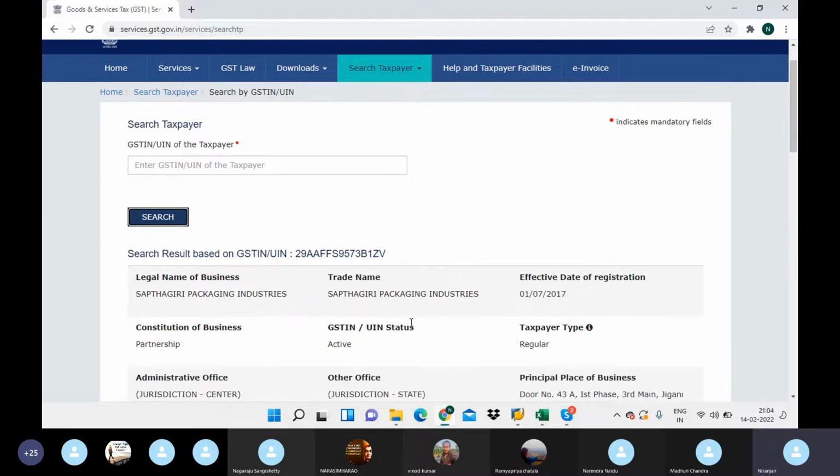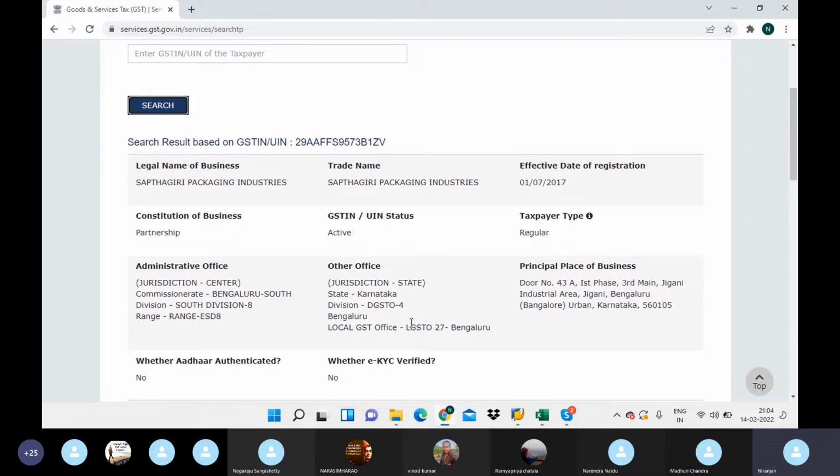See here, this GST number is active. Here we can see the legal name of the business and the trade name of the business, and from when this registration number is effective. The 1st of July is when it was registered; from the 1st of July onwards it is registered. It's a partnership firm, which is the name of the business, and this is an active GST.